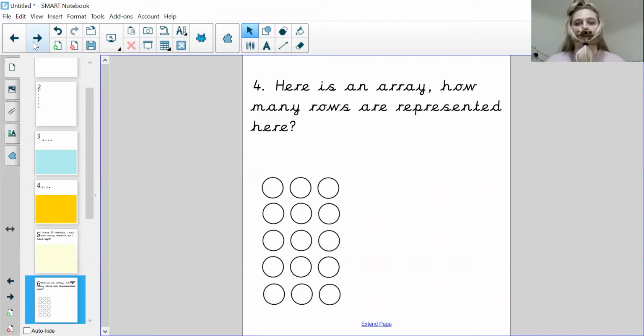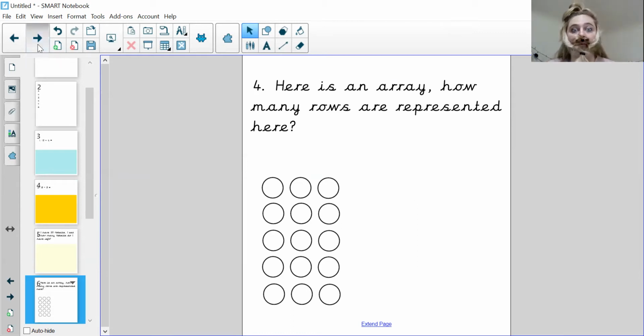Okay, number 4, children. Here is an array. Can you see it? How many rows are represented in this array? How many rows are there? Now count up the number of rows and then write your answer next to the number 4. Well done, children, well done.